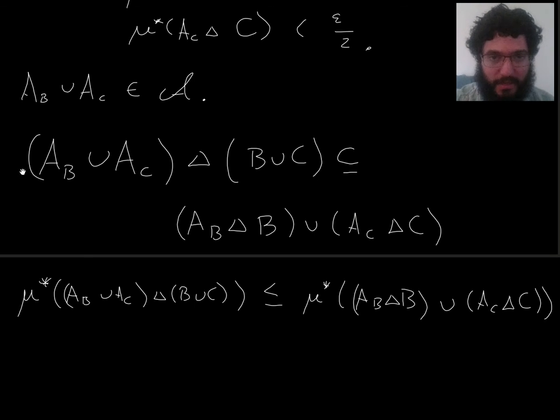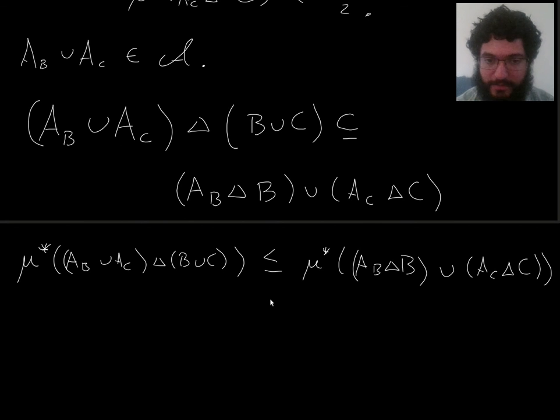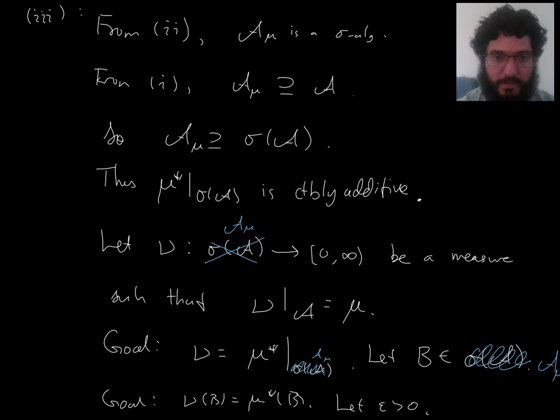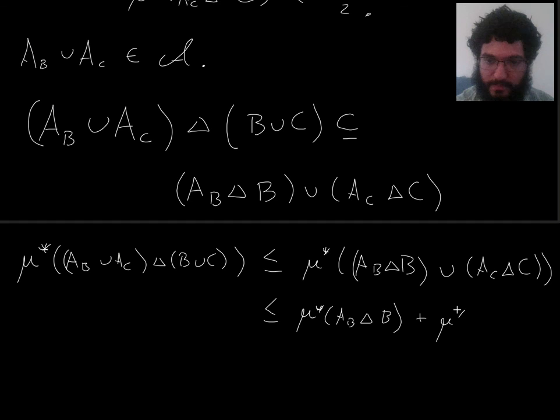All right, but I want to be talking about mu stars of these individual symmetric differences. But mu star is always countably subadditive, right? So here I'm referring to lemma 154. I'm going to use that again. In fact, I'm only using finitely subadditive here. So I get at least less than or equal to this, and I don't have to worry about whether these are disjoint sets or not, because I'm just using subadditivity here. All right, and I've already got that each of these is less than epsilon over 2, so less than epsilon.